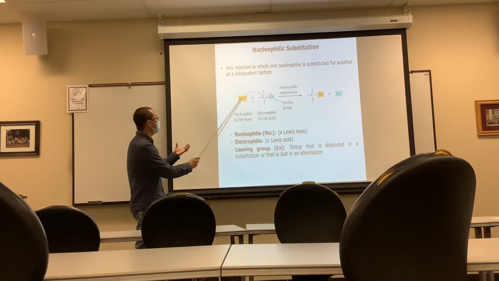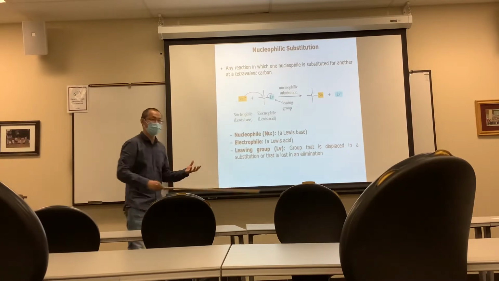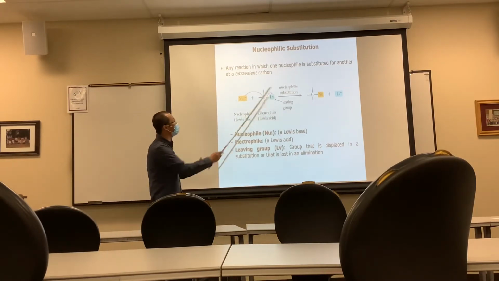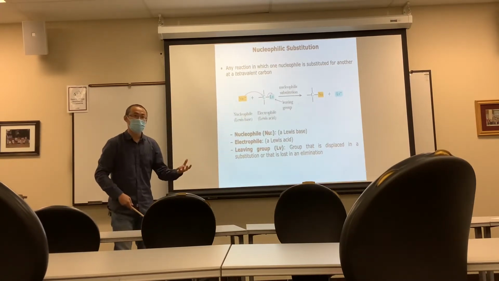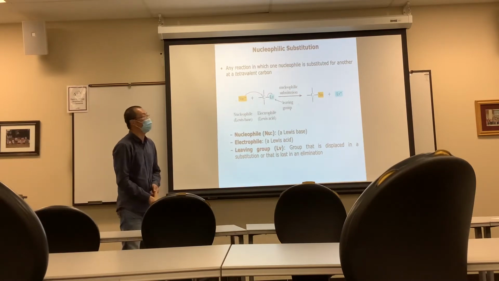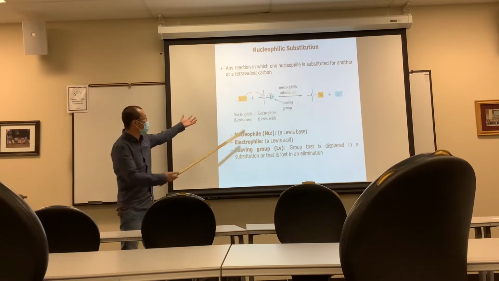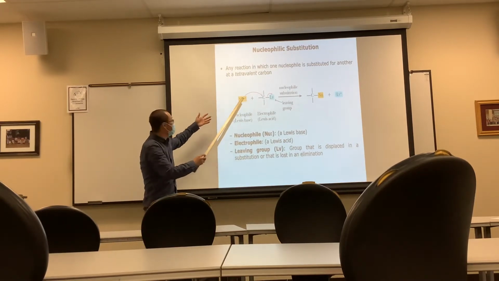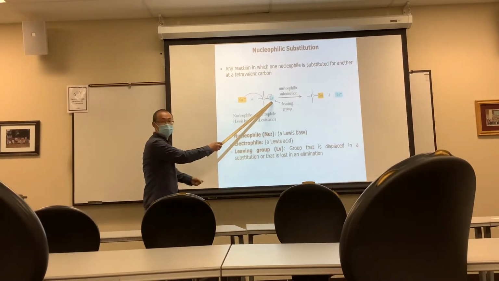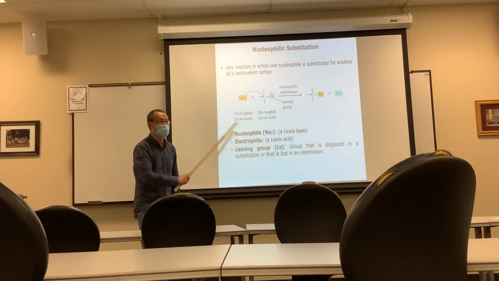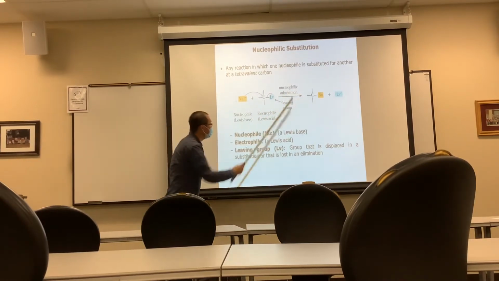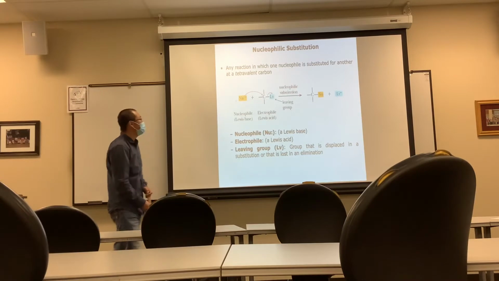So if this nucleophile attacks this electrophilic carbon, then something must leave, and that group that is leaving is called the leaving group. And so basically what happens is the nucleophile is substituting the leaving group. Is that right? Let's see that, guys. And we call that reaction nucleophilic substitution.